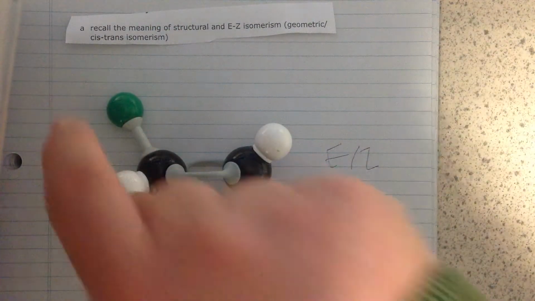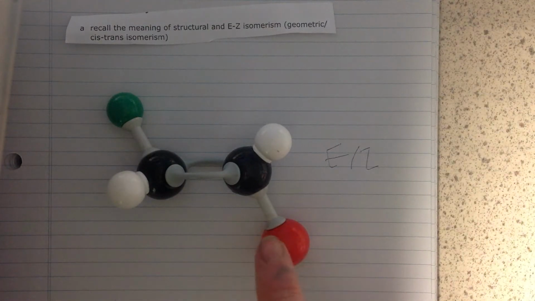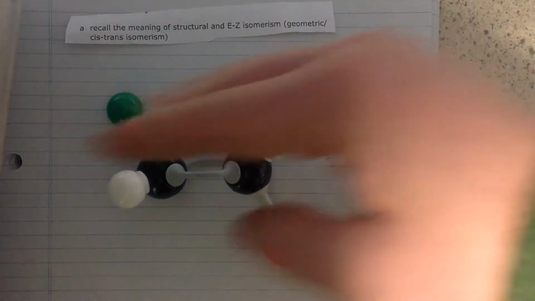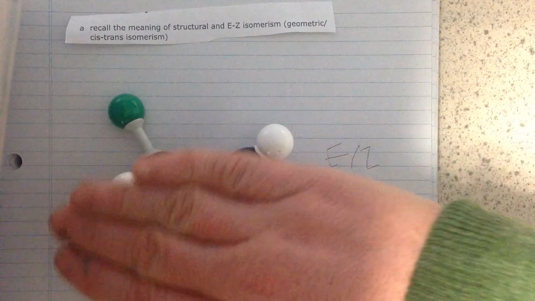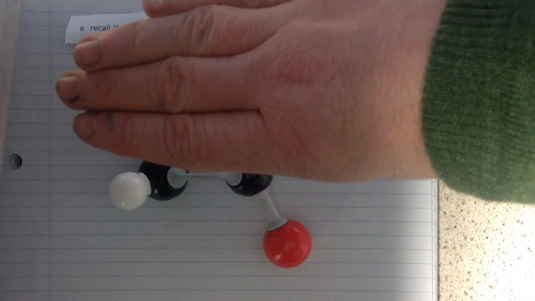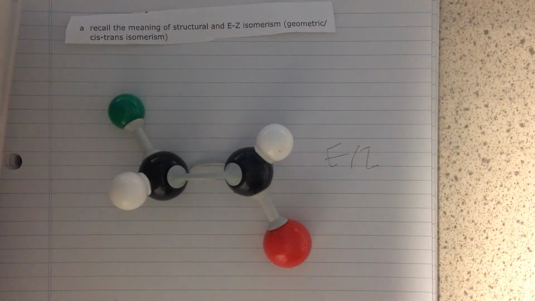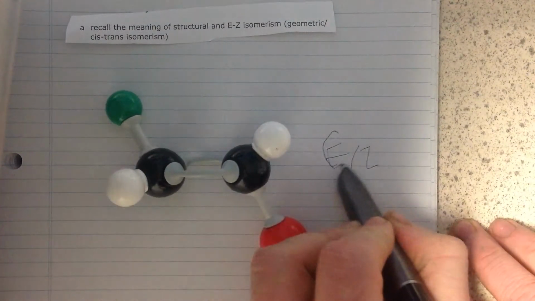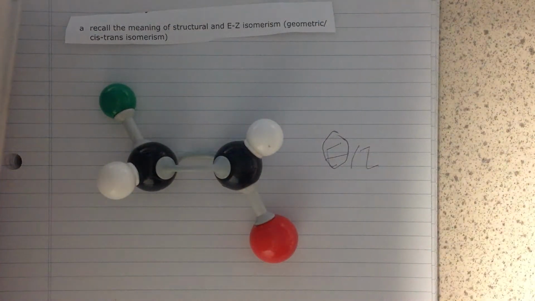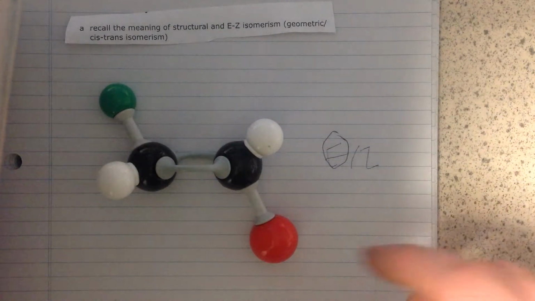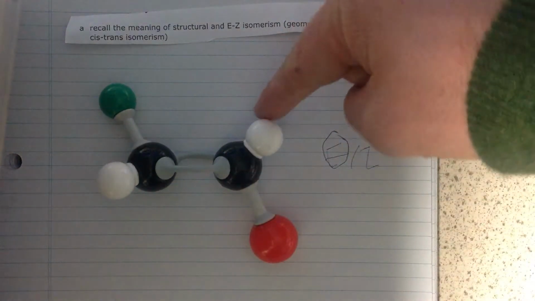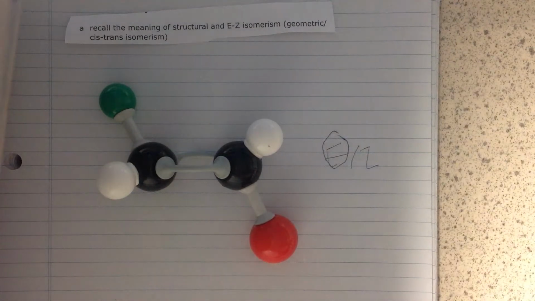My chlorine and my oxygen are on opposite sides, so we look across the plane of the double bond. When it's on the opposite side, it is an E isomer. The other isomer, where the red oxygen would be on the same side, would be a Z isomer.